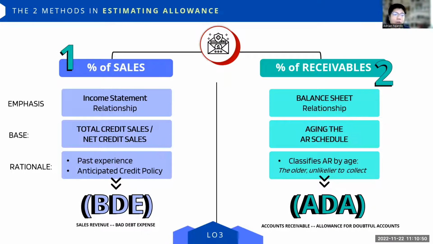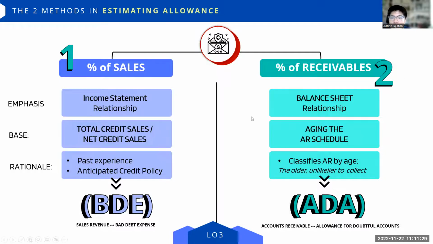There are two methods in estimating your allowance. The first method is the percentage of sales. You get a percentage of sales, and that will give you your bad debt expense. So it focuses on the income statement relationship. So if the base is sales revenue, what you'll get is bad debt expense. On the other hand, you have percentage of receivables, wherein it focuses on the balance sheet relationship. So what you will get is the ADA, ending balance.